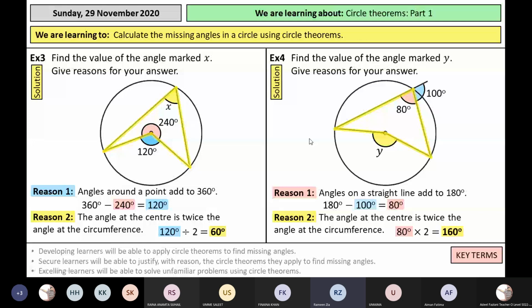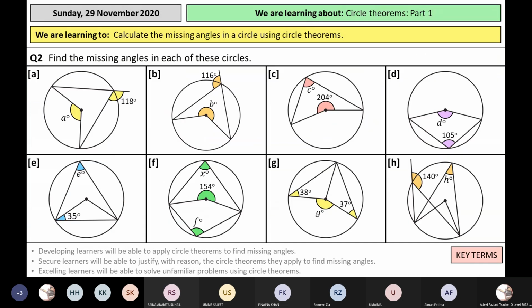Everyone? Yes, sir. Shall I proceed to the next slide? Yes. I have to be a bit faster now because you are on the track, and we'll move towards question number two. I'm not going to do all the questions related to the property. Which part do you want me to work on? It's your choice. Come on, guys.